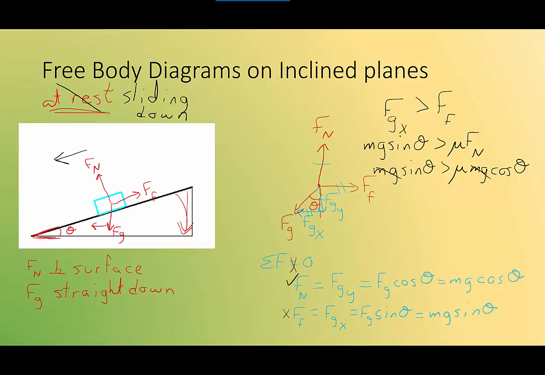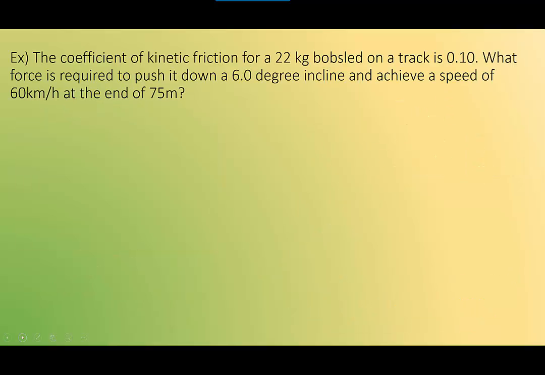Let's take a look at some problems dealing with forces on inclines and requiring us to make free body diagrams. The coefficient of kinetic friction for a 22 kilogram bobsled on a track is 0.10. What force is required to push it down a 6-degree incline and achieve a speed of 60 kilometers per hour at the end of 75 meters?